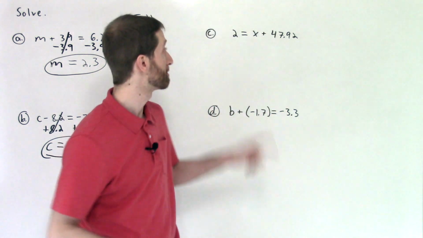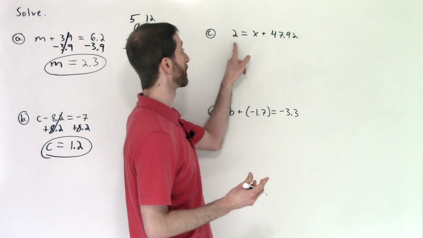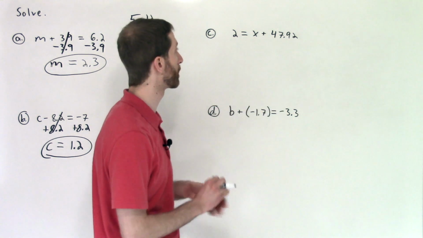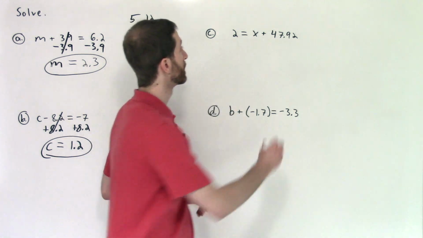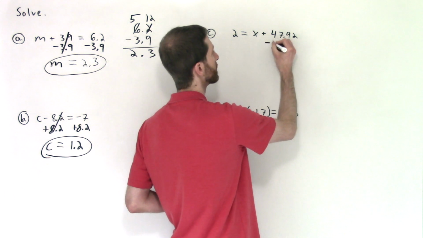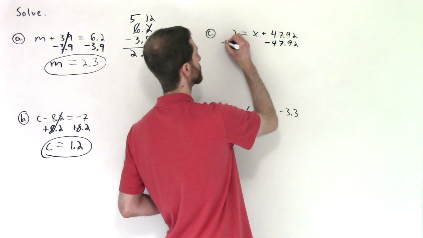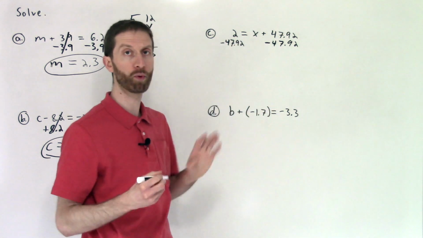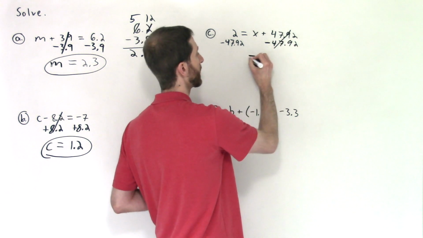Let's look at C. So in C, oh no, we're given one of those equations where we have a number to the left and then everything else is on the right. No sweat, we'll solve it like normal. You want to undo addition by 47.92. So we are going to subtract 47.92 from both sides. Again, don't worry about what 2 minus 47.92 is. Your focus right now is on undoing this and getting x alone.